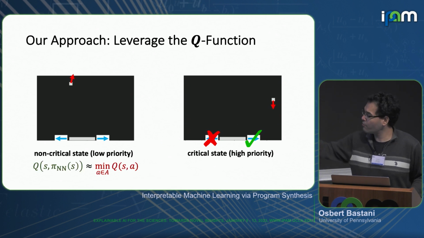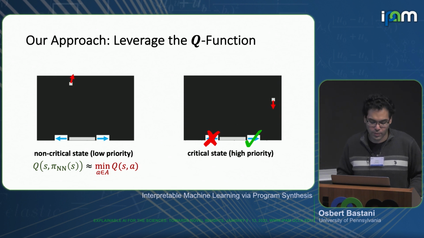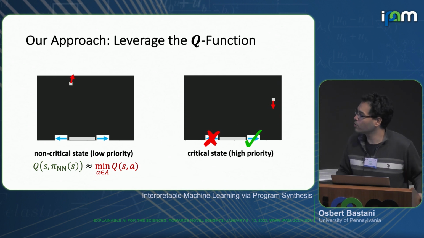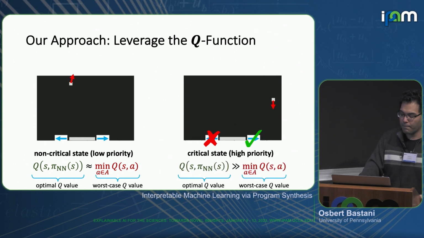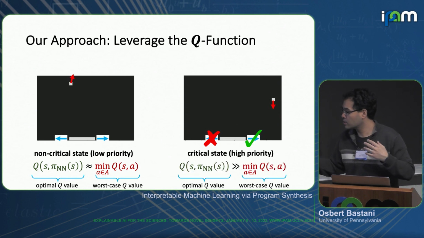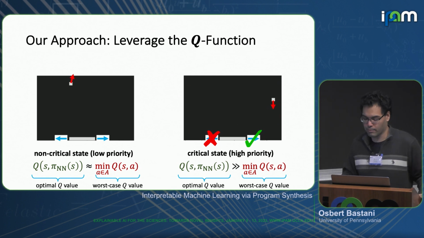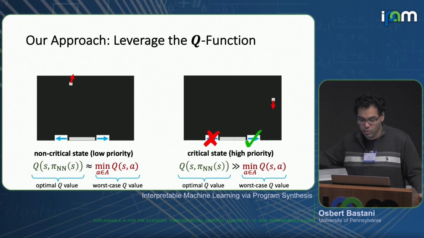And if you have a non-critical state, we can just look at the Q function and figure this out, because the Q values for the different actions will be pretty similar. So the worst and best case actions aren't too different in terms of their Q value. But if you look at a critical state, you have a big gap between the best and worst case Q values, because the action you're taking really matters. So we can use this characterization of critical states in order to improve our algorithm.